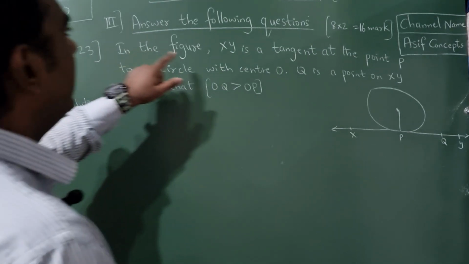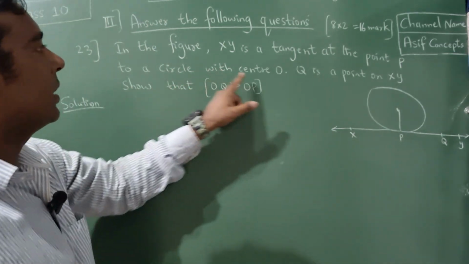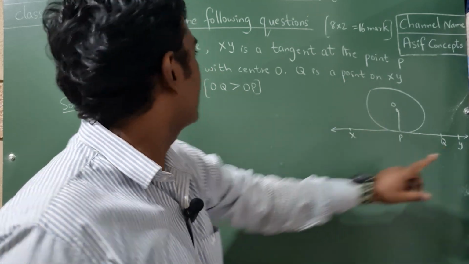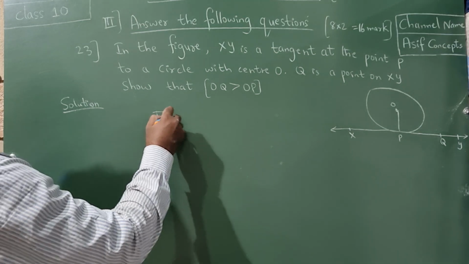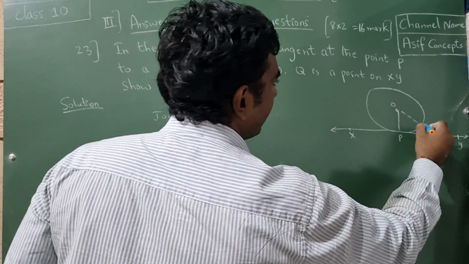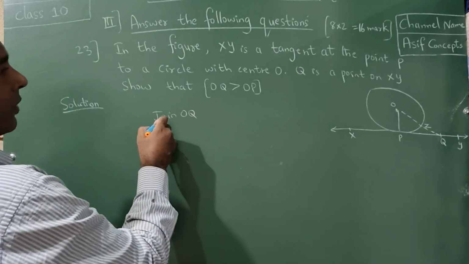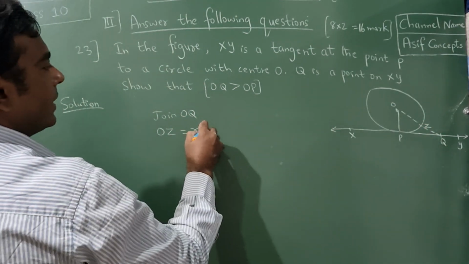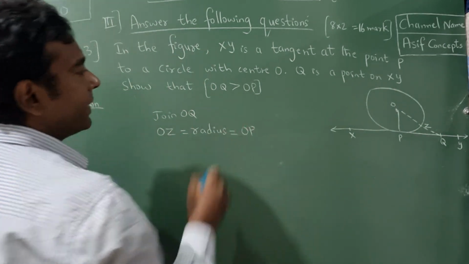Now 23rd question. In the figure, XY is the tangent at a point P to a circle with the center O. Q is a point on XY. Show that OQ is greater than OP. Now first join OQ. So I have joined OQ and let me consider the point Z. Now what will be OZ? It is a radius. Also OP is also a radius.